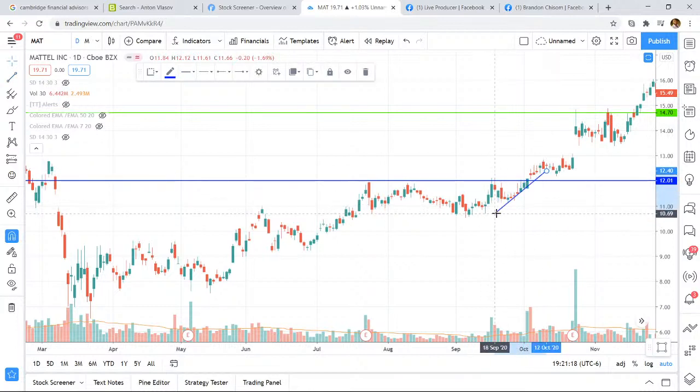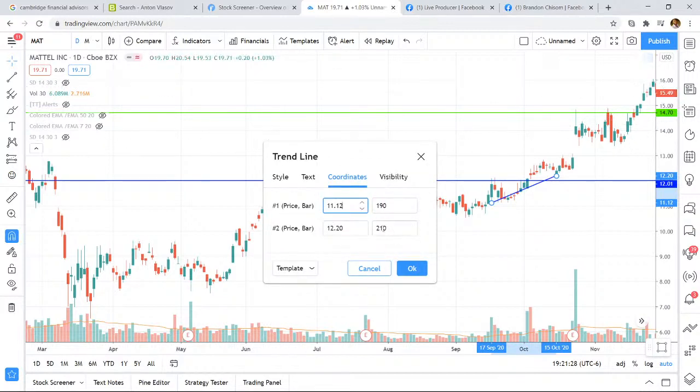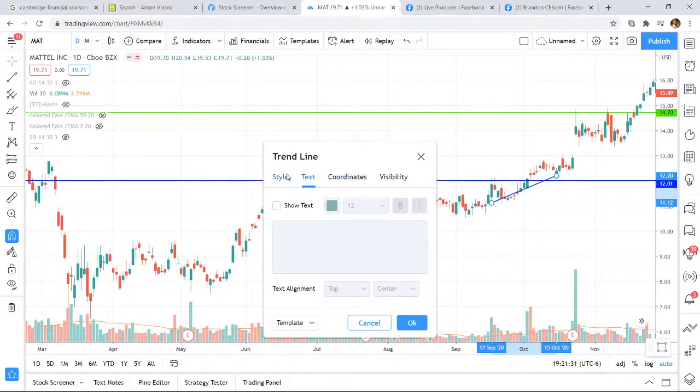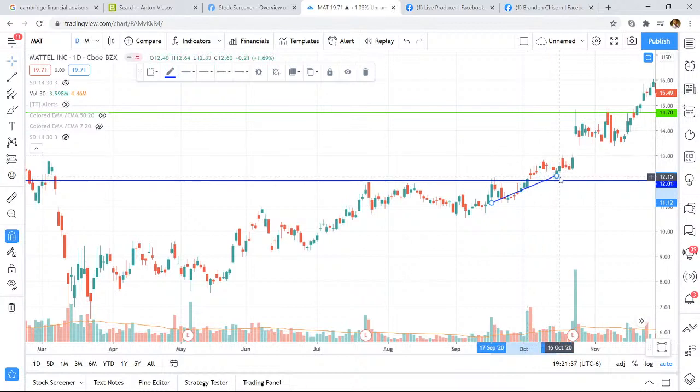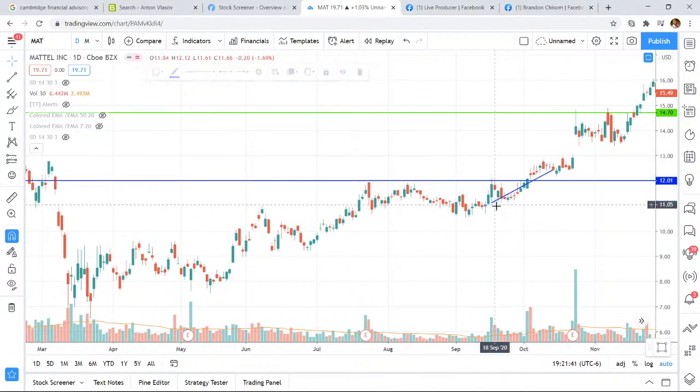And you've got to play around with it, because what it likes to do is snap to the low of something. Let me see if I can turn that off. I do not want that. Nope, won't mess with it. Okay. But you get the idea.